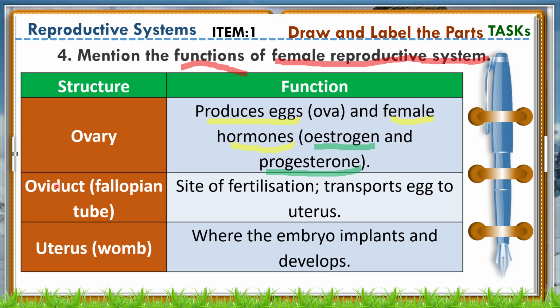Then we have the oviduct, or what we call the fallopian tubes. These are the sites of fertilization. They also transport eggs to the uterus. Then we have the uterus, which we call the womb. This is where the embryo implants and develops.